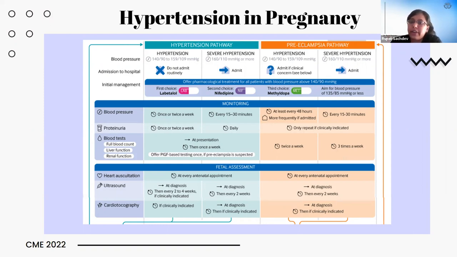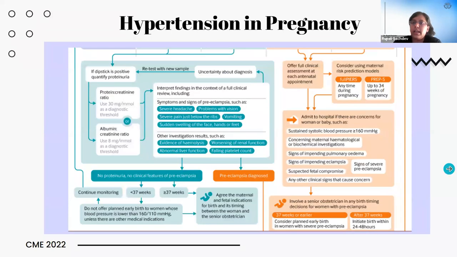You also assess the fetus. So you will auscultate for the fetal heartbeat. You will do an ultrasound at diagnosis and every 2 to 4 weeks or 2 weeks, depending on the severity of the hypertension. You will also do a cardiotocograph if it is clinically indicated. Again, you want to check for viability of the fetus. Next, you check for your dipstick. You check for proteins. So if your dipstick is positive, you want to quantify how much is the proteinuria. So you do a protein to creatinine ratio, or you do an albumin to creatinine ratio.